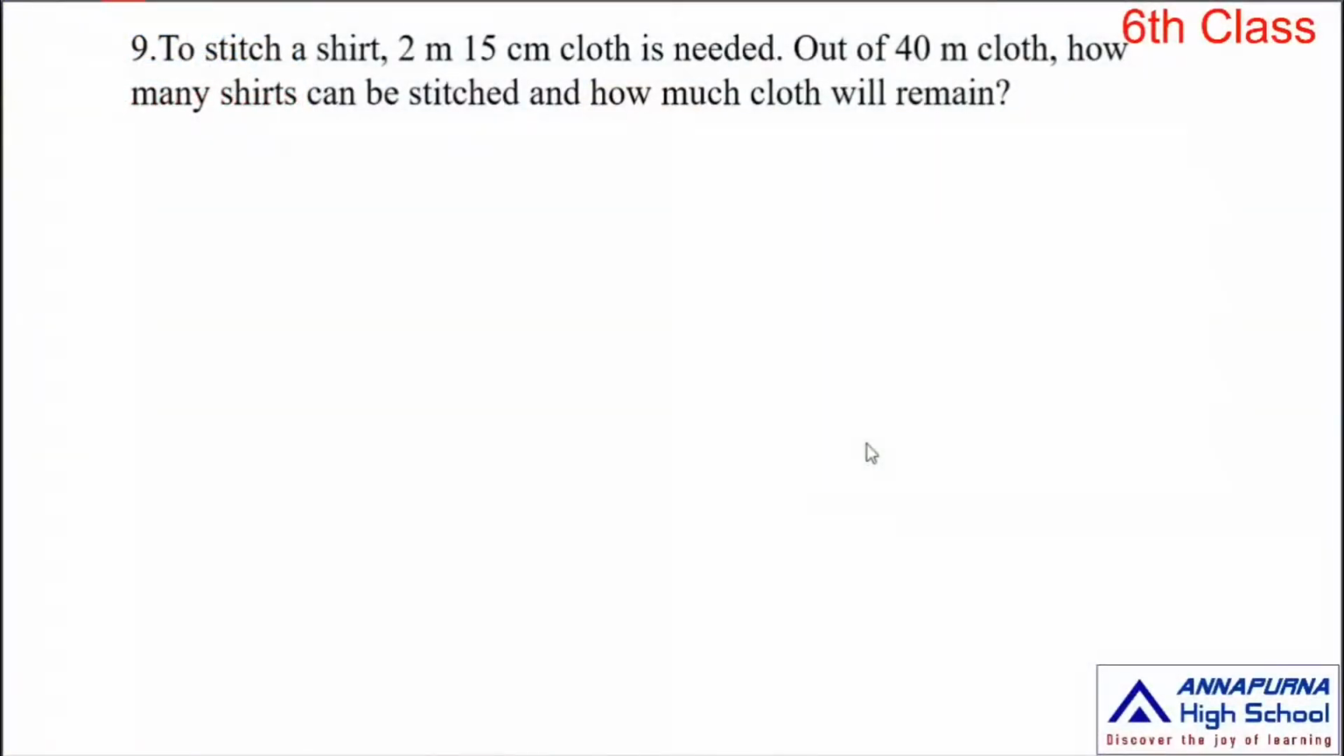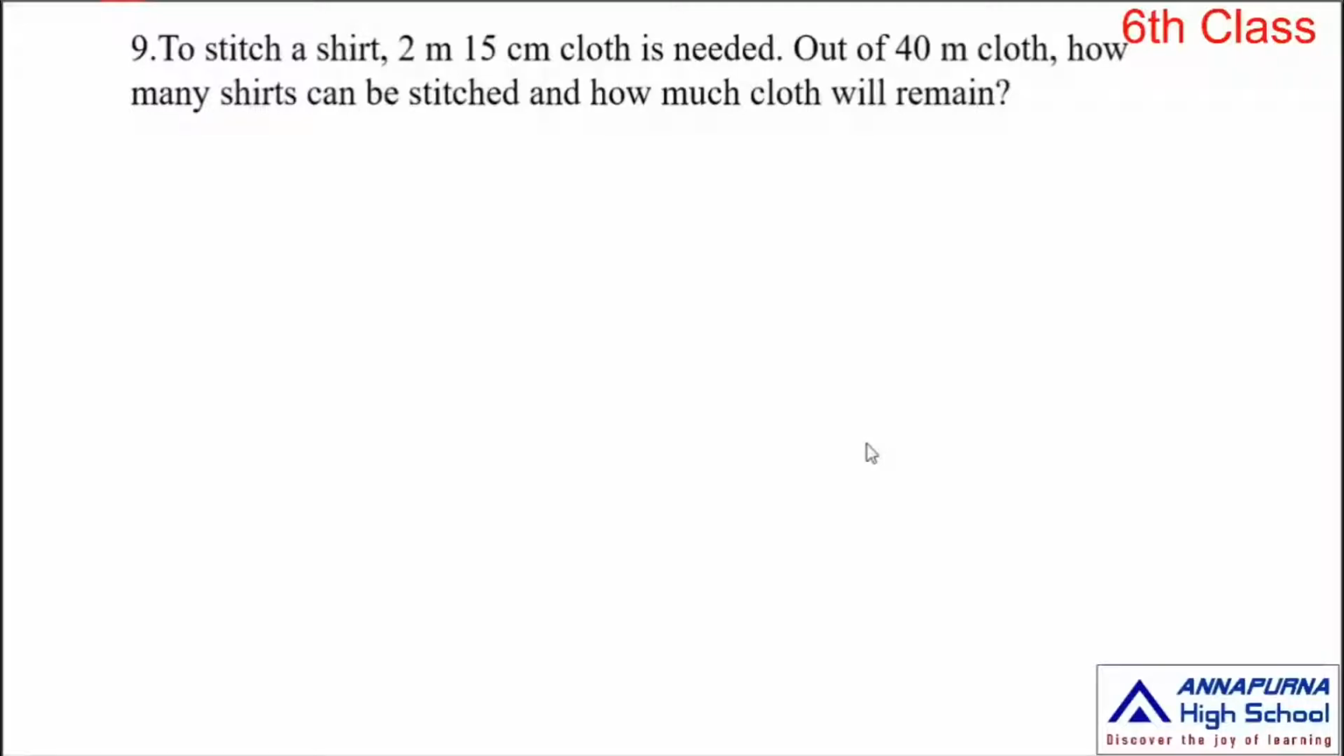Here let us do the remaining problems of exercise 1.2, Knowing Our Numbers. See question 9. To stitch a shirt, 2 meters and 15 centimeters of cloth is needed. Out of 40 meters of cloth, how many shirts can be stitched and how much cloth will remain?